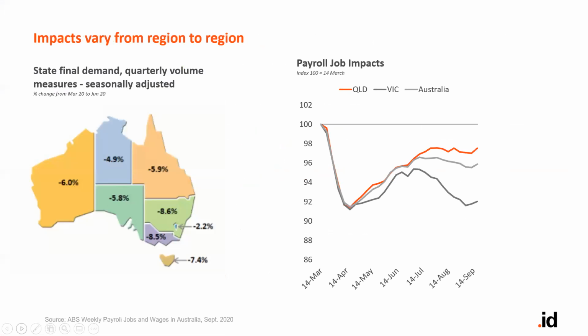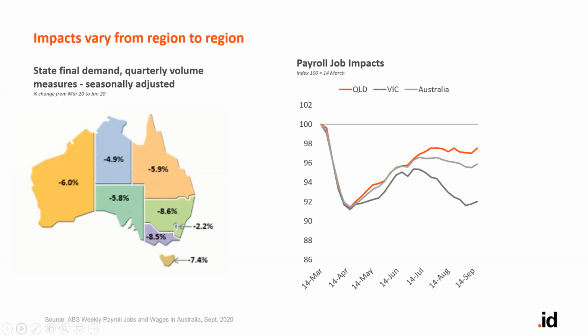So the Sunshine State, impacts vary from state to state as well, guys. And the state final demand, when we look here in terms of our payroll jobs, we can see that Queensland has had a fall of 5.9% compared to Victoria and New South Wales at over 8.5%. Okay, so we're in a much better position than they are. However, we did still see a fall in the amount of jobs available in the economy.